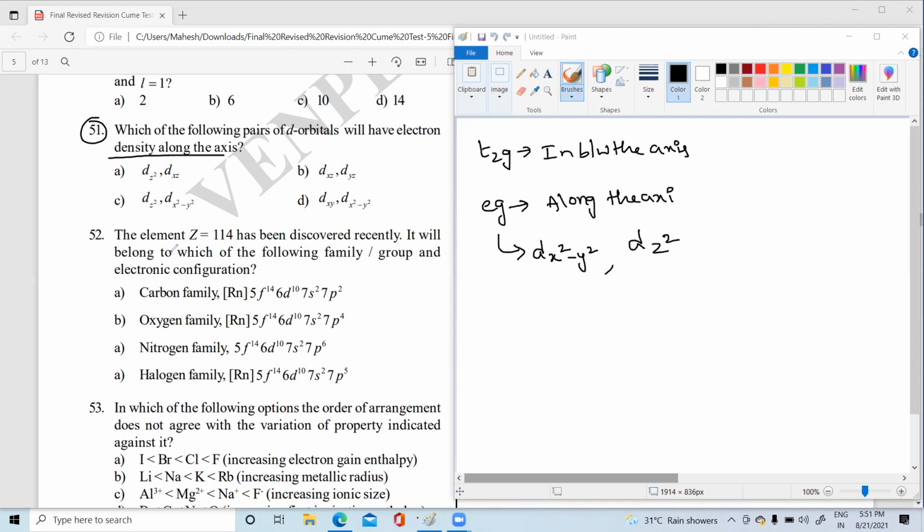Where do you check here? dx square minus y square and dz square. So option C is the correct one, students.